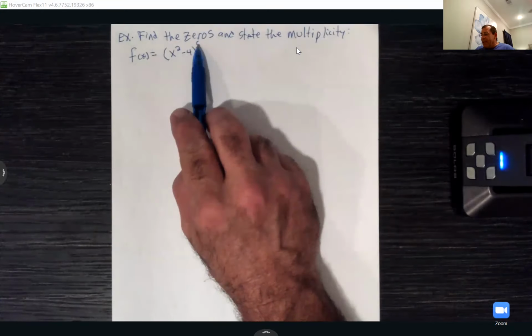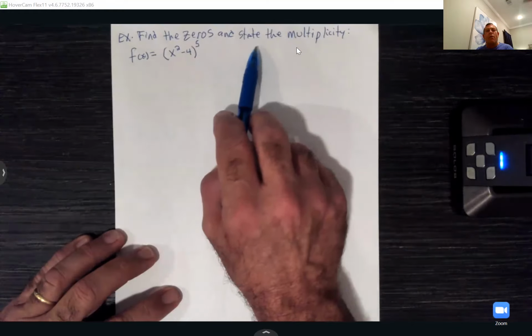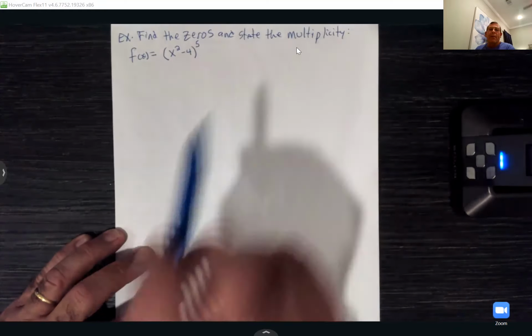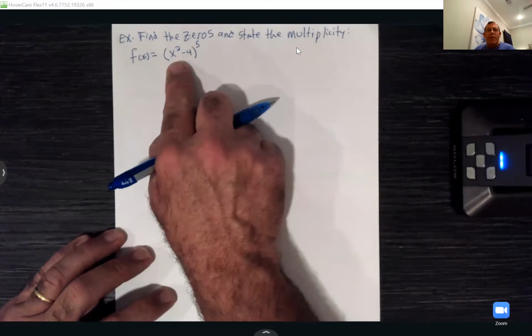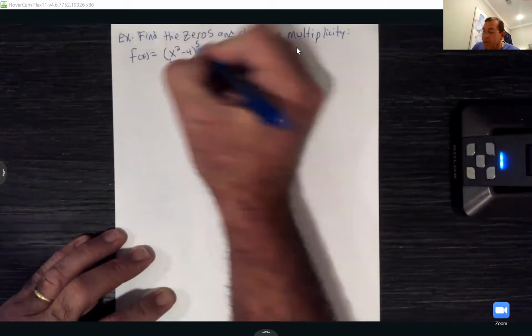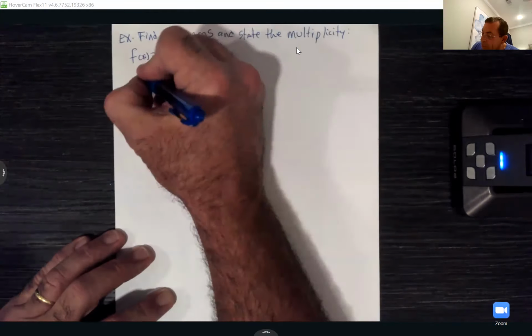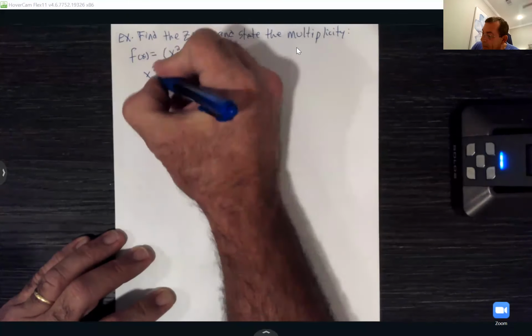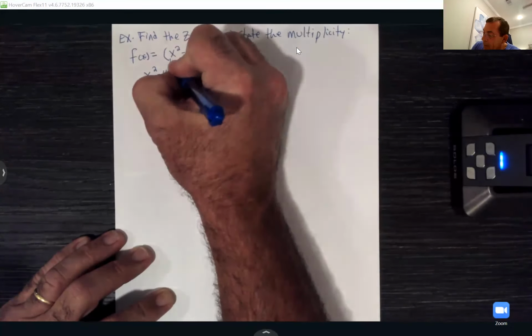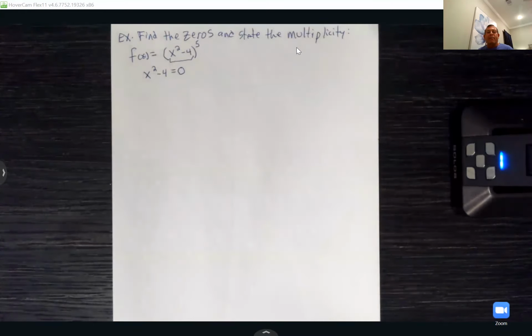So remember, that 5 tells me that I got x squared minus 4, x squared minus 4, x squared minus 4, 5 times. So the first thing I want to do on this is actually find the zeros. To find the zeros, you take each one of these factors and set it equal to 0. So I'm going to set x squared minus 4 equal to 0 and solve that for the x. Once I solve it for the x, I got the solutions or the zeros, and then I'll figure out what their multiplicity is.